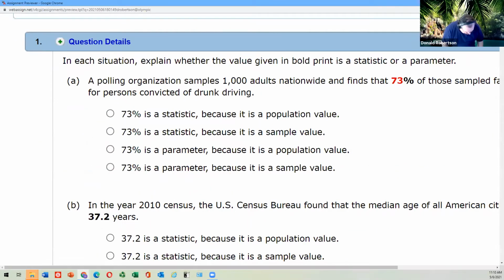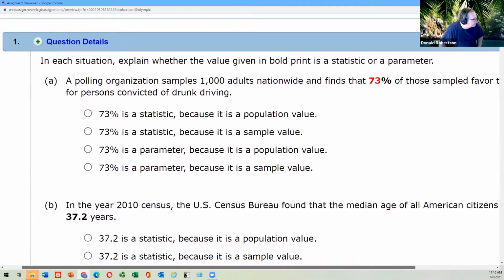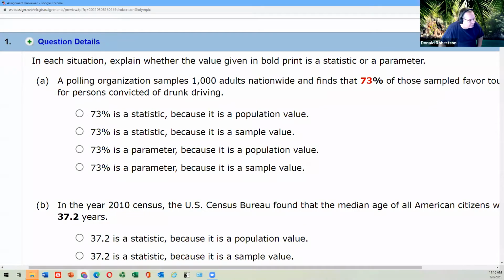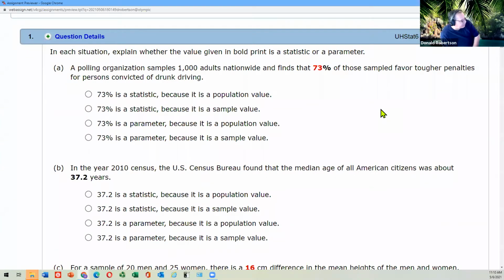Okay, this is introduction to sampling distributions. Too big. Okay, shrink it one last unit. There we go. In each situation, explain whether the value given in bold print, which I'm assuming in my case means the red number, is a statistic or a parameter. So you can imagine these homework questions are going to be pretty quick, right? They give you a quick story about some information they collected, and that number that's highlighted here in red, is that number representing a sample or a population? If it's a sample, it's a statistic, and if it's a parameter, it's a population.